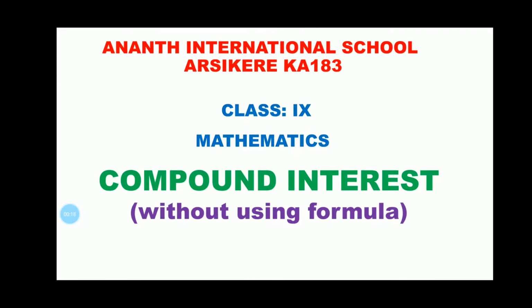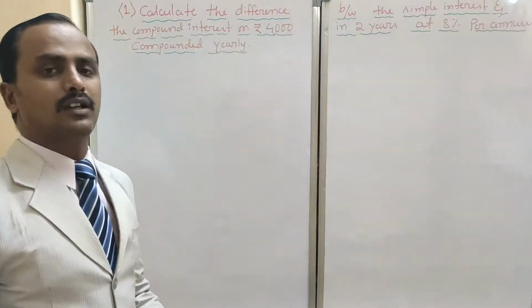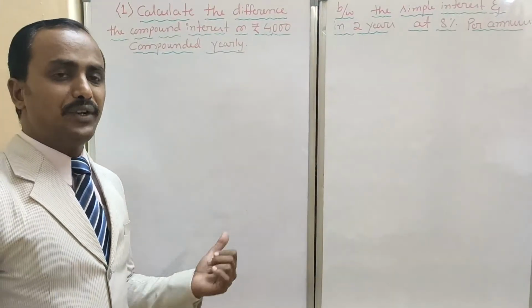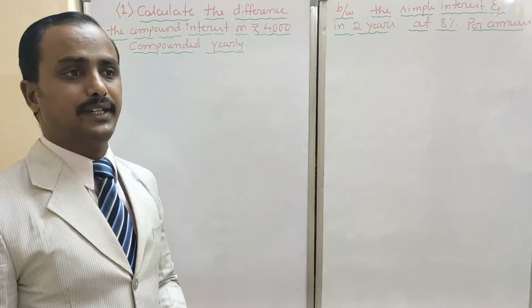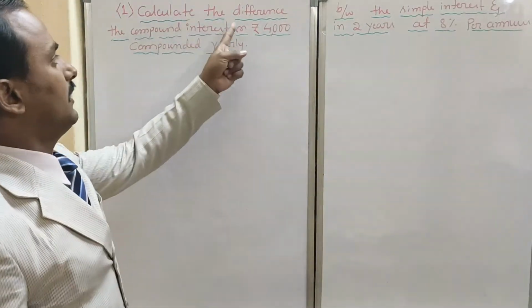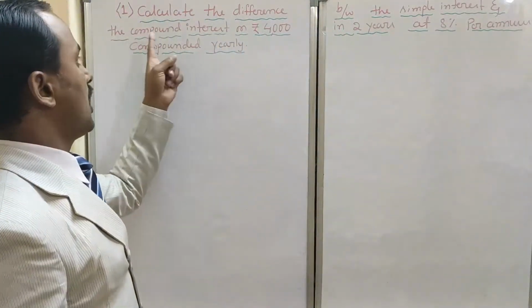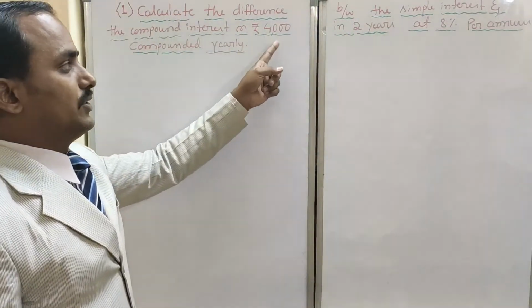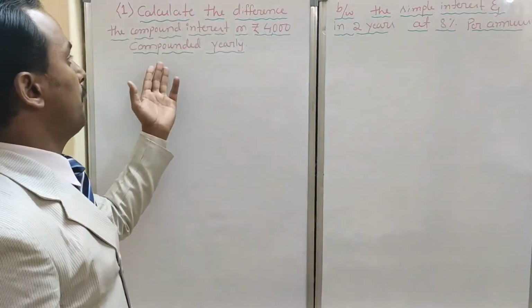Shall I start the problems, dear children? In the compound interest lesson without using the formula, today I am explaining exercise B. See, I will read the question. Calculate the difference between the simple interest and the compound interest on rupees 4,000 in 2 years at 8% per annum compounded yearly.